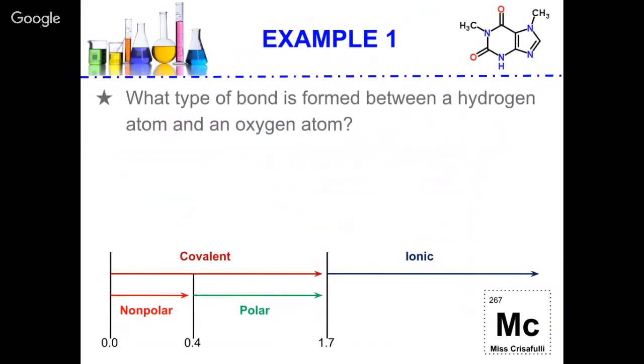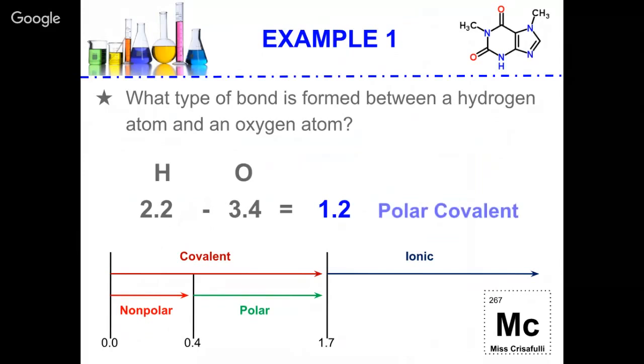So let's look at an example. What type of bond exists between a hydrogen atom and an oxygen atom? Hydrogen's electronegativity is 2.2. Oxygen's electronegativity is 3.4. So when we subtract those, we get 1.2. It's going to be absolute values, so don't worry about your negatives. And that is a polar covalent bond. That should make sense because oxygen is more electronegative, so it's going to pull the electrons more towards it.